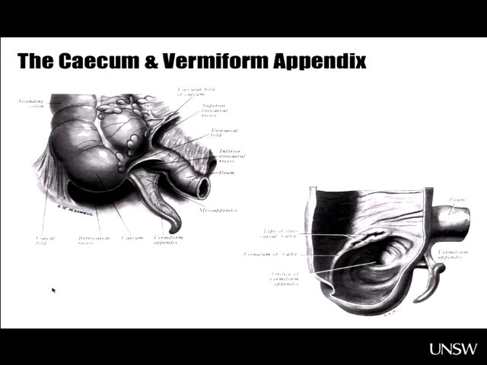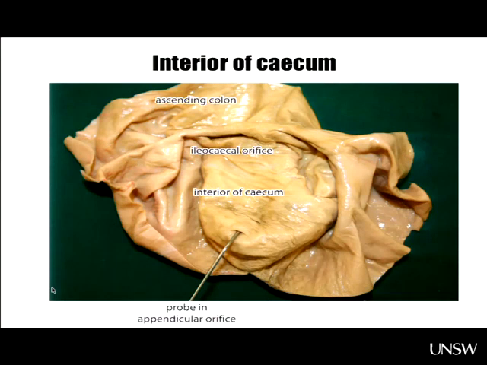So if you look at it in one of our specimens there, the little probe is in the appendicular orifice there, which is not very big, very tiny. And then that's the ileocecal orifice there. So you can see the two lips and the opening there. So that's what the ileocecal orifice looks like from the inside. As I said, not a terribly effective valve to prevent retrograde movement of fecal contents.